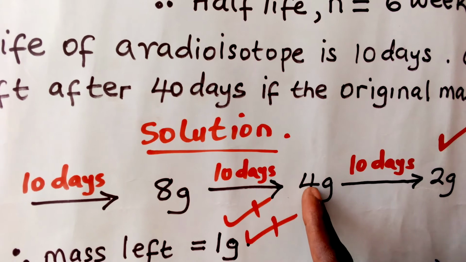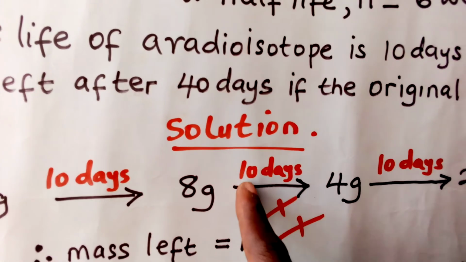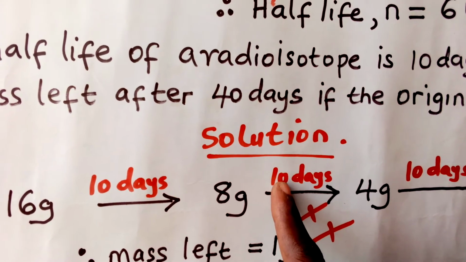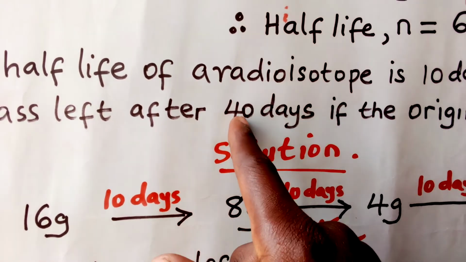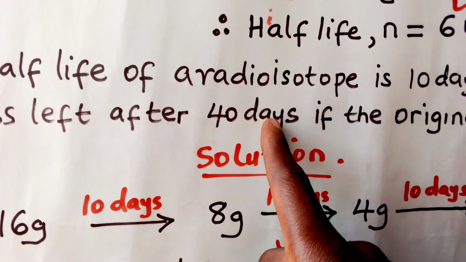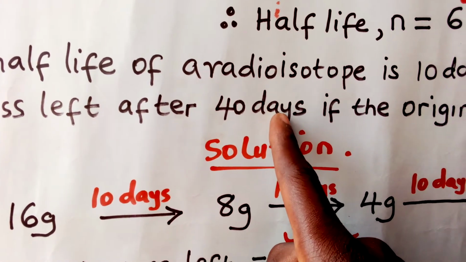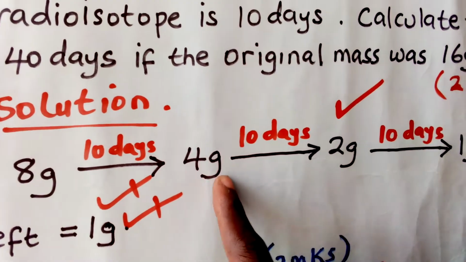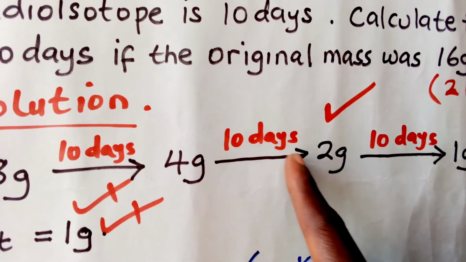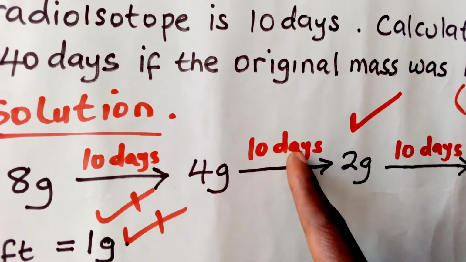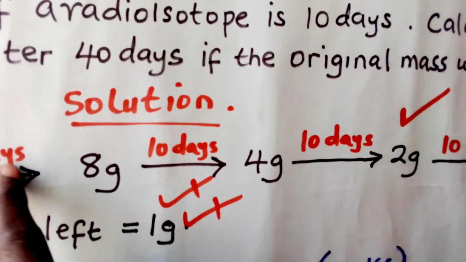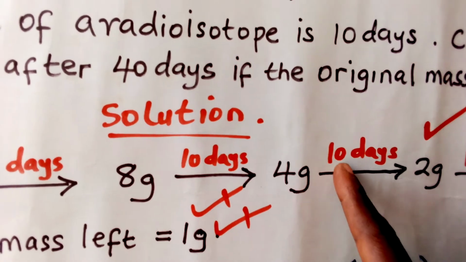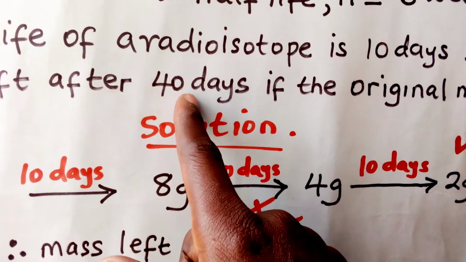Because this 4 is a half of this, the time taken is also the half-life, another 10 days. 10 plus 10, you get what? 20 days. But the question says after 40 days. So we keep dividing by 2 until we reach 40 days. So these are 20 days. We divide this by 2, we get 2 grams. And this one is also 10 days, which is the half-life. So when you add 10 plus 10 plus 10, those are 30 days. We have not yet made 40 days, which the question wanted.